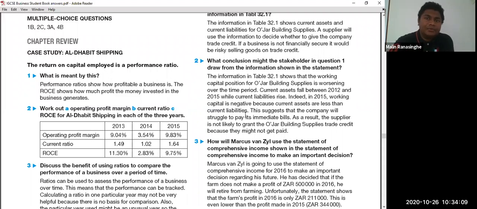They mentioned that 2015 was bad. This suggests that the company will struggle to pay its immediate bills. As a result, what will happen? The repercussion, the impact of this situation, is that they cannot pay the immediate bills. As a result, the supplier is not likely to grant OJA Building Supplies trade credit because they might not get paid. That's the situation here, guys.